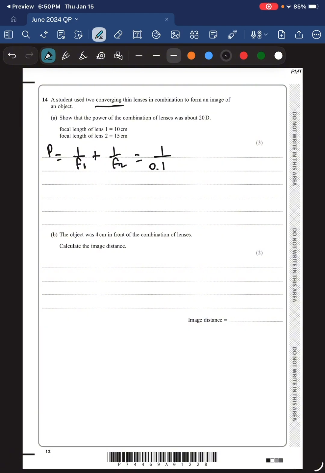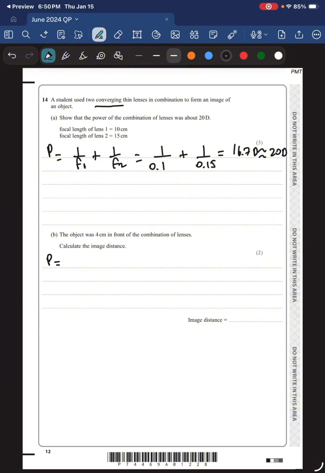So 1 over 0.1 plus 1 over 0.15, and this adds up to 16.7 D, which we will call 20 D for the purposes of the problem, okay? So part B, the object was about 4 centimeters in front of the combination of lenses. Calculate the image distance. Okay, let's find the combined focal length first.